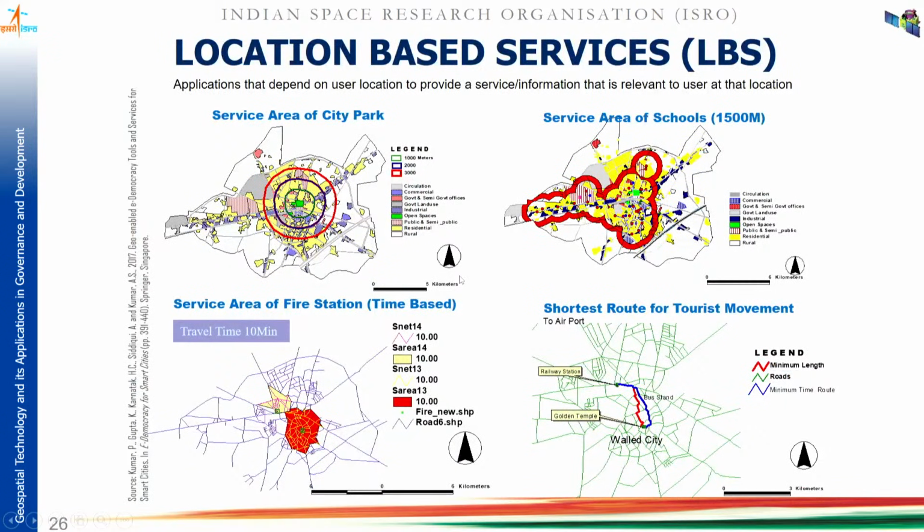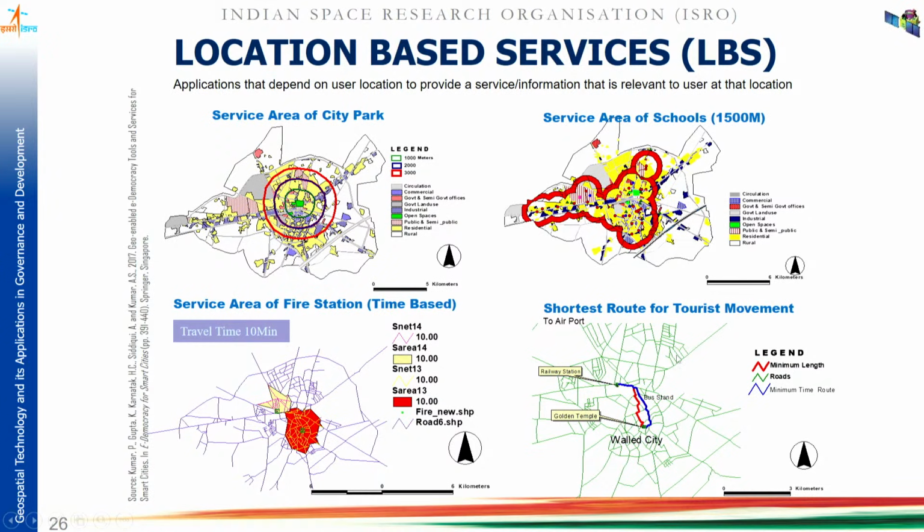Then we are also using location based services, as I told you, like the service area of a city park, how many schools it is serving, how much population. We have made a 1.5 kilometer buffer. Then how much time it takes for a fire extinguisher to travel to a particular place, so how much area is covered in a 10-minute time period, that we have to keep in mind.